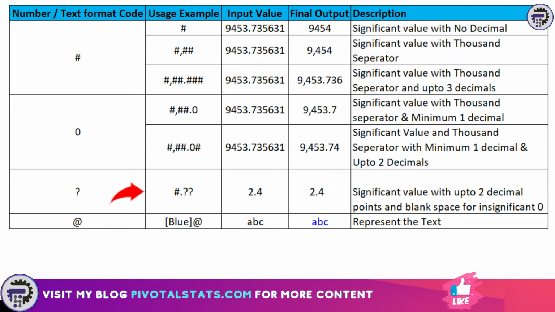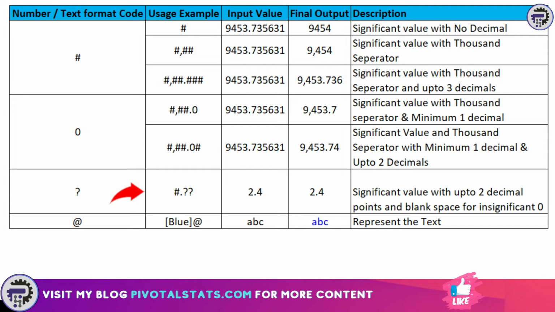Now the third text code or number code is the question mark sign, right? This is usually used when we want to have some blank spaces when there are no decimals. So let's say I want to have values with 2 decimals, and the values which only have 1 decimal point should have a blank space at the end, right? So that's why there are 2 question marks, which signifies if the value is 2.4, then it should show as 2.4 and then a blank space. If the value is 2.45, then the value output should be 2.45, right? And similarly, if I had added an additional question mark here, it would have shown me 2.4, then 2 spaces after that.